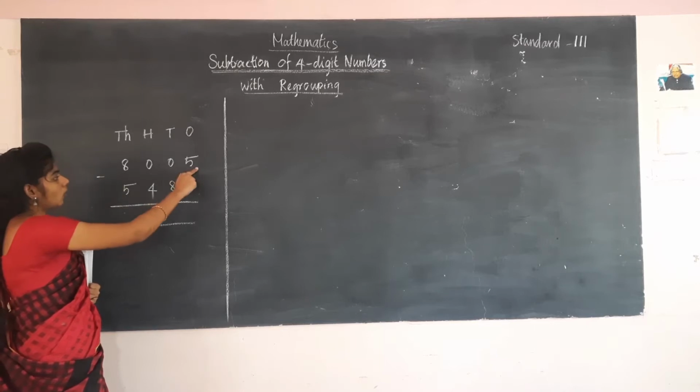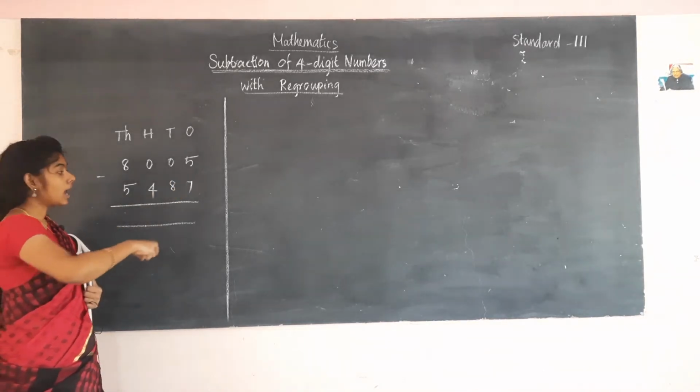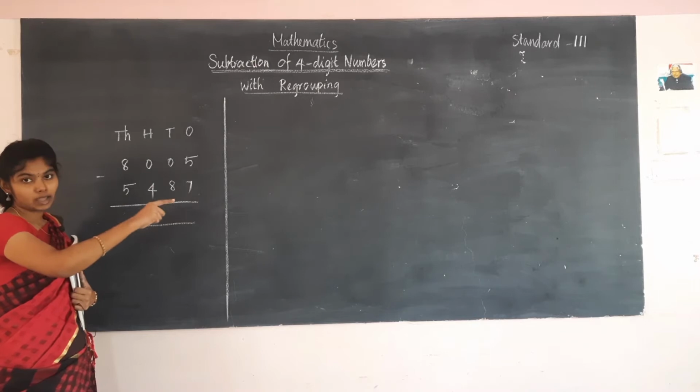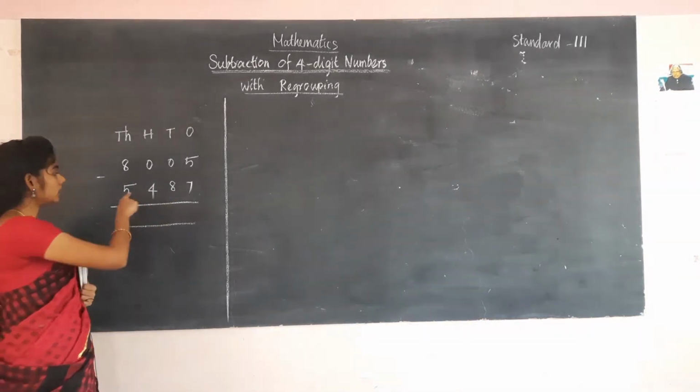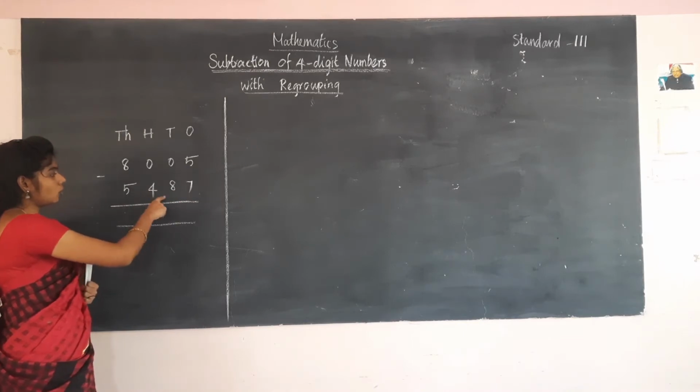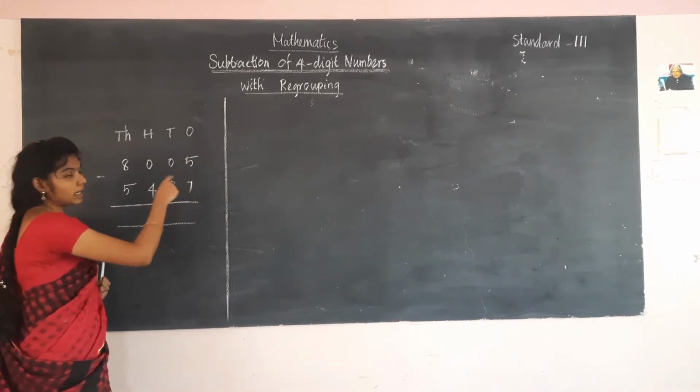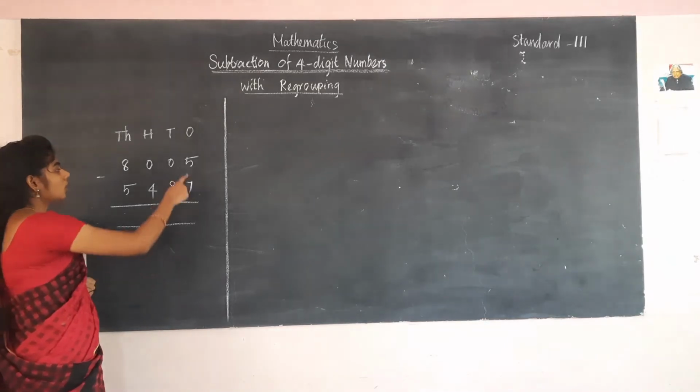This one is the total amount they have in their hand, and the spent amount is 5,487. Where did they spend that amount? On buying the articles. So the amount they spent on buying the articles is 5,487. So we are going to subtract these two numbers now.